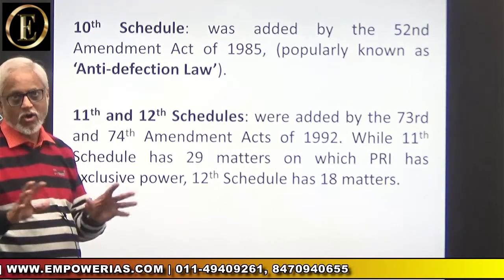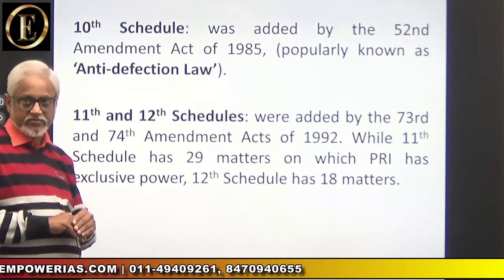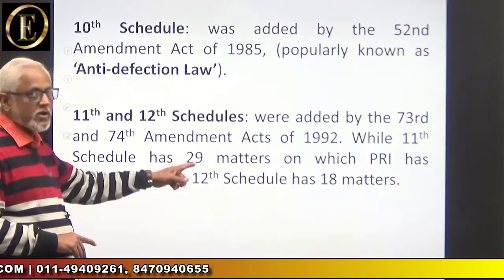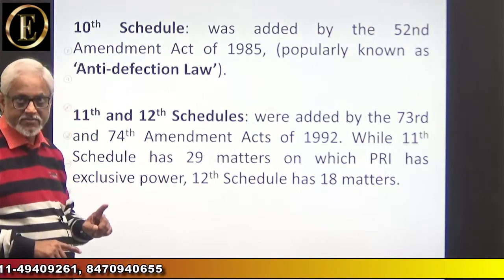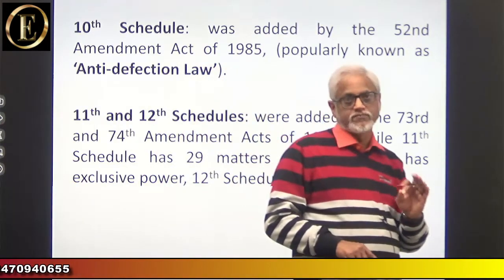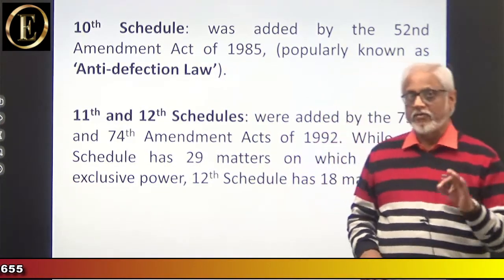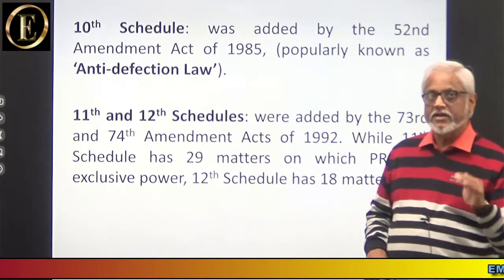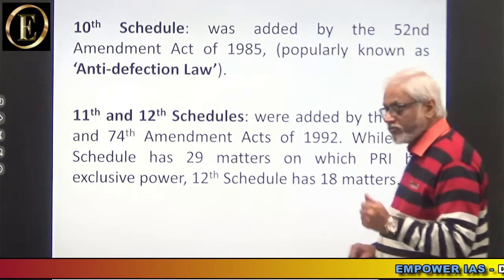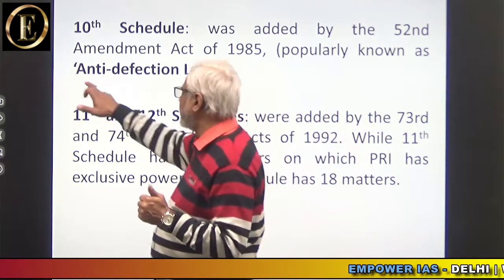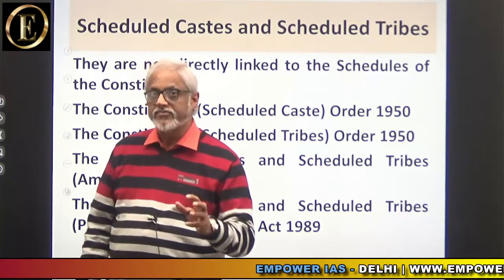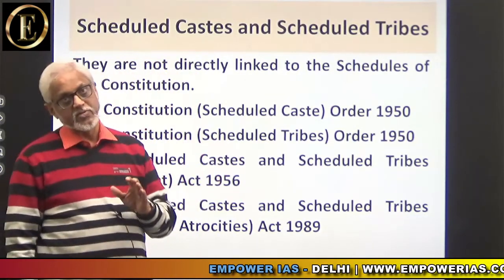Not all the states have yet been able to execute it. But in the case of urban government, it is not 29 but only 18 matters. So while it is 29 in the case of the PRI, it is 18 in the case of urban government, which means 11 items fewer for the urban local government. Be careful about these numbers, because when you are writing any answer on the constitution, always be particular and specific.